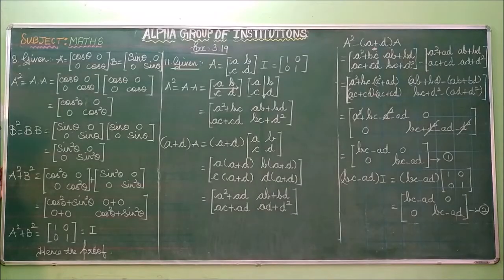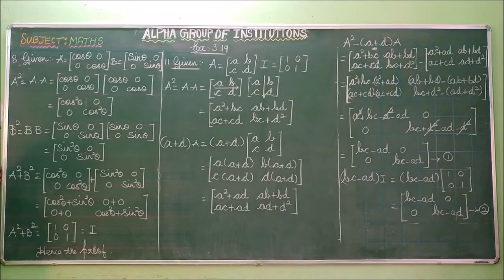Listen to the 8th problem. If A is equal to matrix cos theta, 0, 0, cos theta, B is equal to sin theta, 0, 0, sin theta, then show that A squared plus B squared is equal to our identity matrix I.